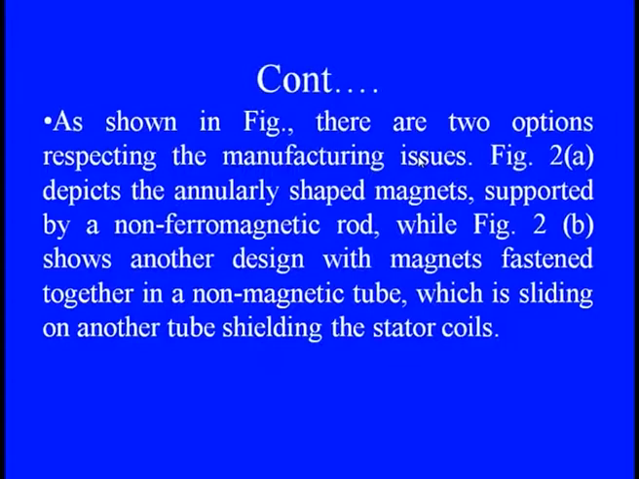Now we are going to show one more example. Previously, we showed the two main options. One depicts annular shaped magnets supported by a non-ferromagnetic rod, and the second shows the magnets fastened together with a non-magnetic tube, in which the sliding motion takes place in the tube shielding the stator coil.